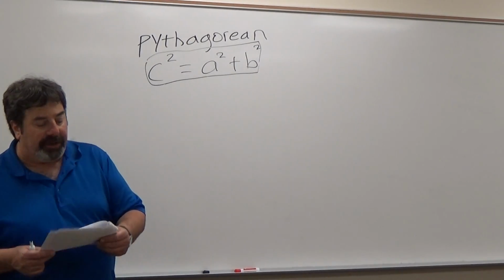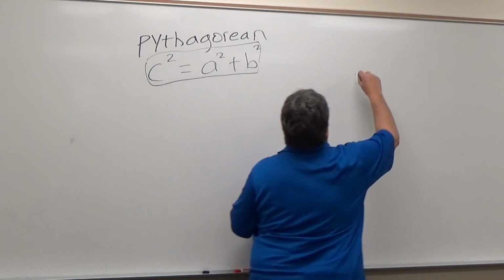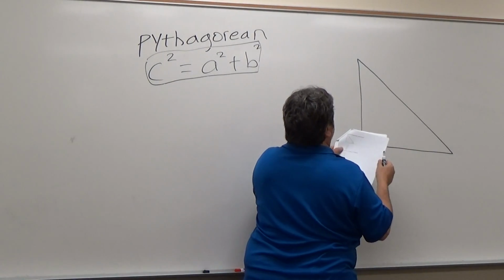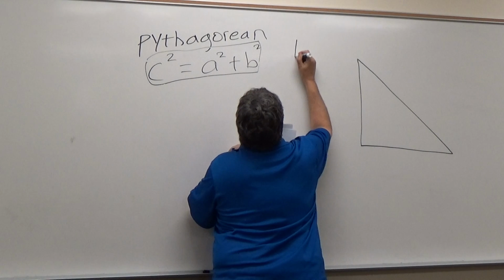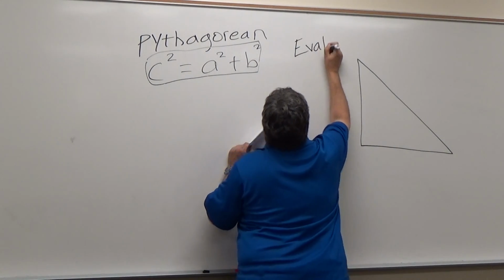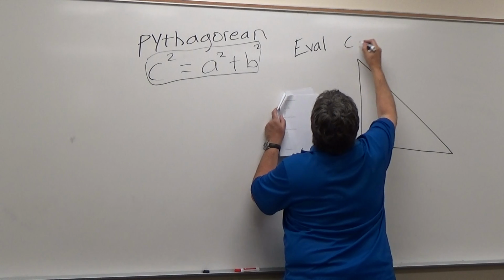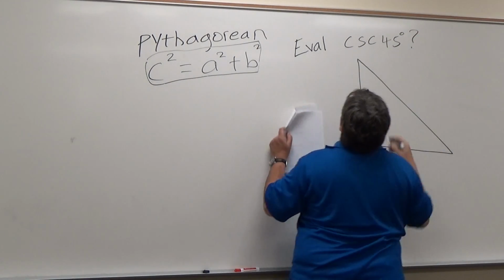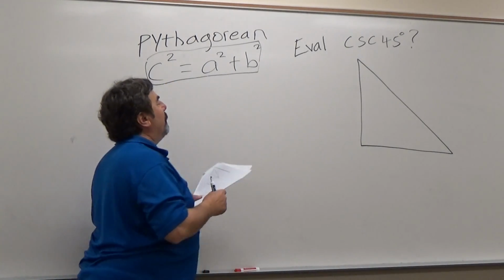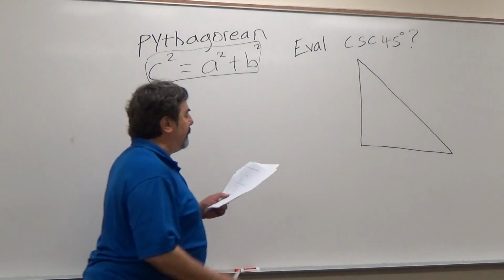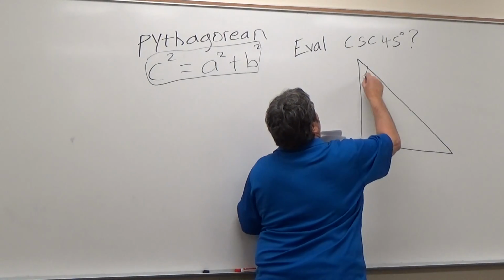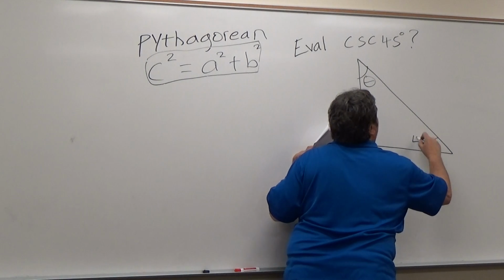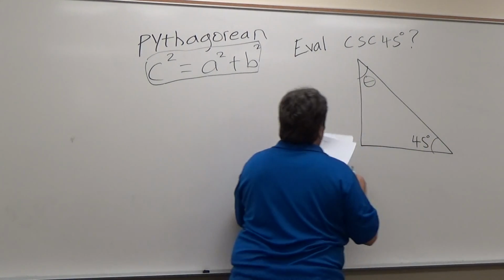Okay, our next problem, we're going to be given this triangle, and they want us to find or evaluate the cosecant of the 45-degree angle. So there's your problem. Evaluate the cosecant at 45 degrees. They're telling us that this angle up here is our theta, and that this angle down here is 45 degrees.